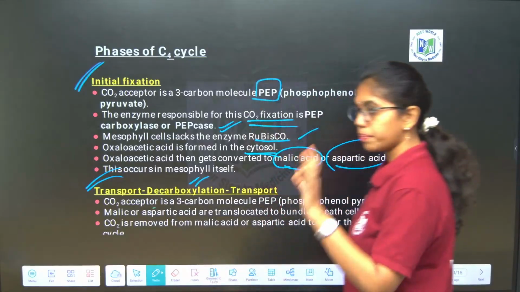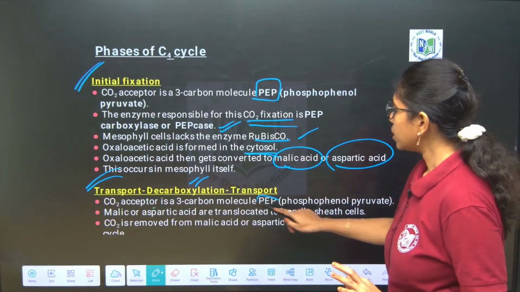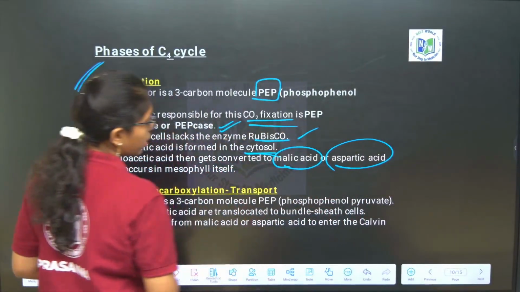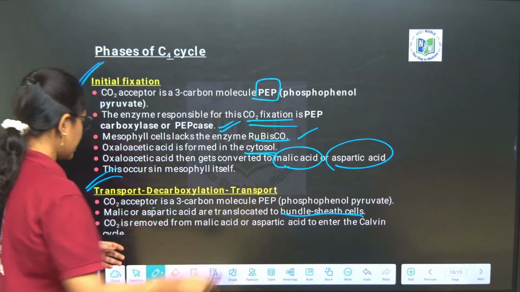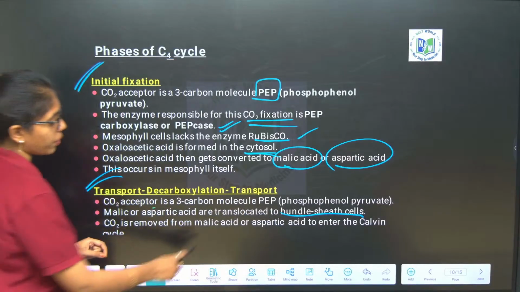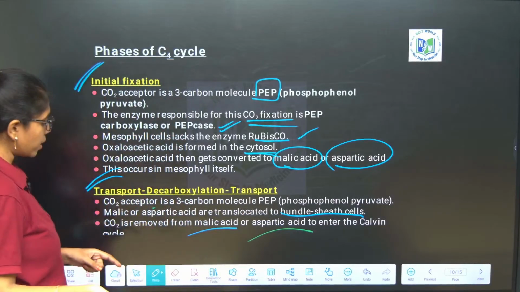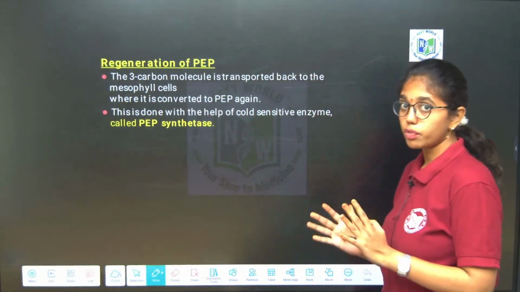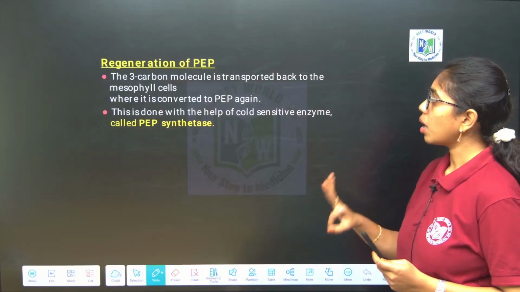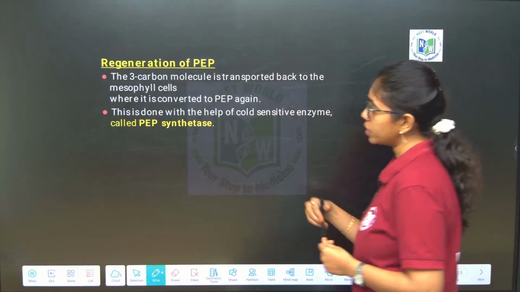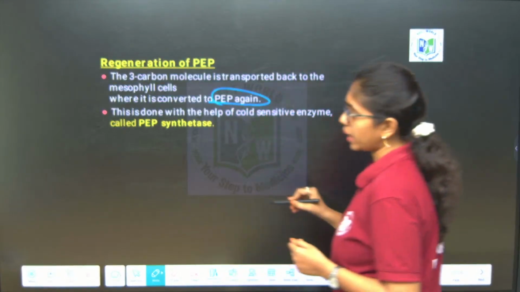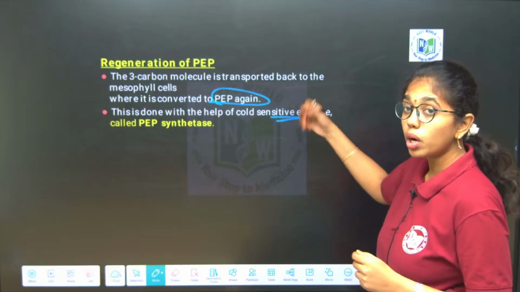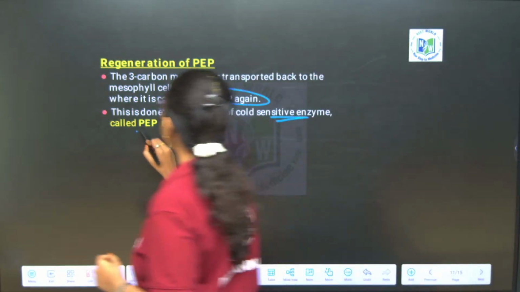Carbon dioxide acceptor is a 3 carbon molecule, that is PEP. Malic acid or aspartic acid are translocated to where? Bundle sheath cells. Carbon dioxide is removed from malic acid or aspartic acid to enter the Calvin cycle. Next, regeneration of phosphoenol pyruvate. The 3 carbon compound is transported back to mesophyll cells where it is converted to PEP again. This is done with the help of a cold sensitive enzyme, that is PEP synthase.